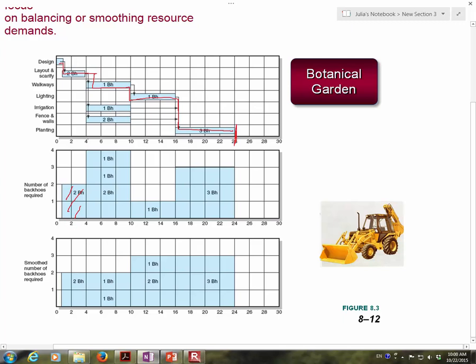Starting from day 4, 3 activities will start at the same time: 1 backhoe for walkways, 1 backhoe for lighting, and 1 backhoe for painting.